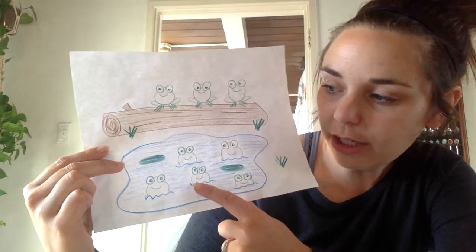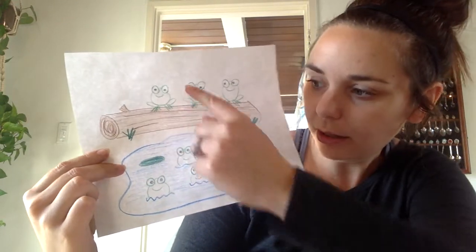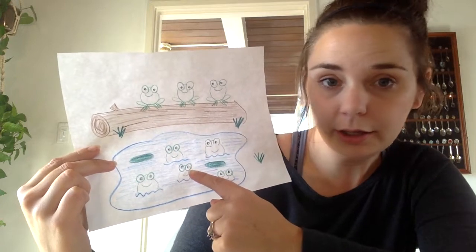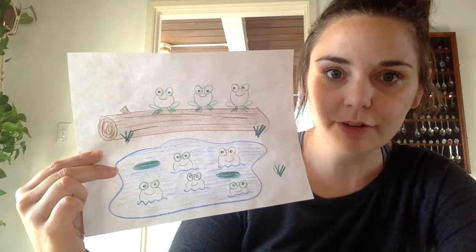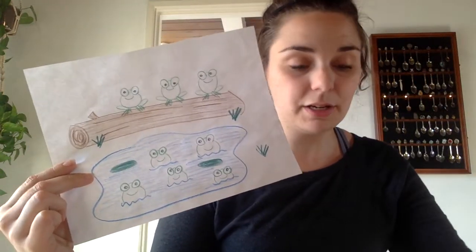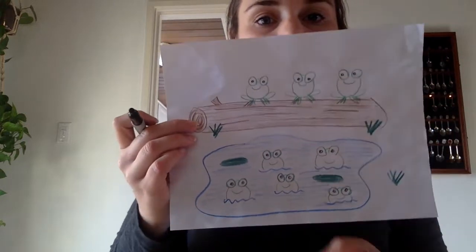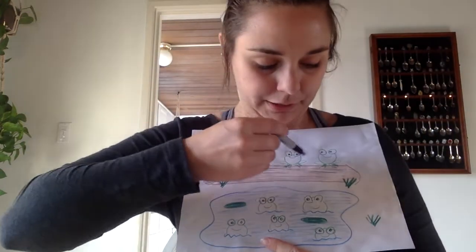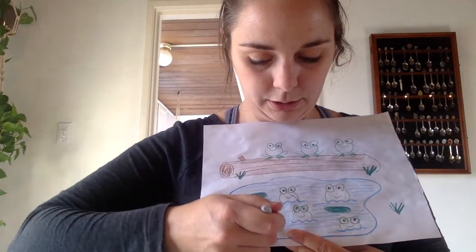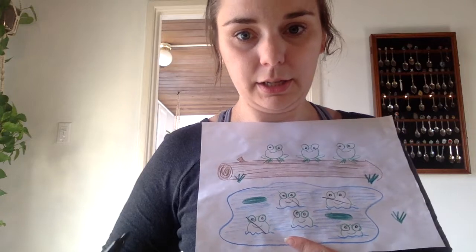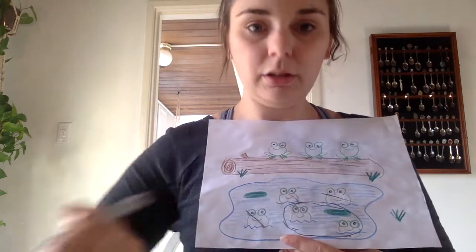So there's more here, but how many more? Well, there's 3 here and 1, 2, 3 here. But how many are extra? There's 2 extra. One way we can prove this is by crossing them off. So you could draw a picture like me, and you could say, there are 1, 2, 3 here, and there's 1, 2, 3 in the pond, and that leaves 2 extra in the pond.